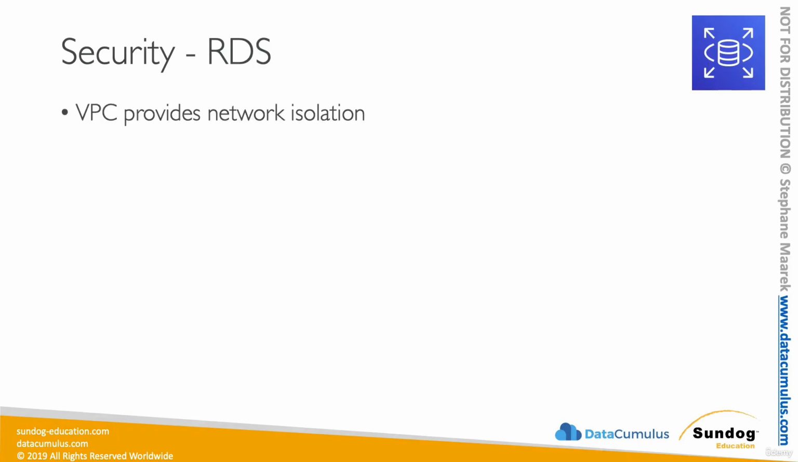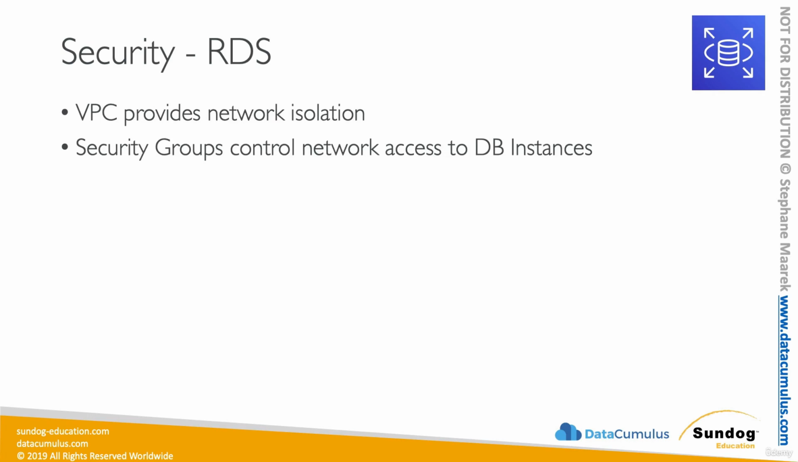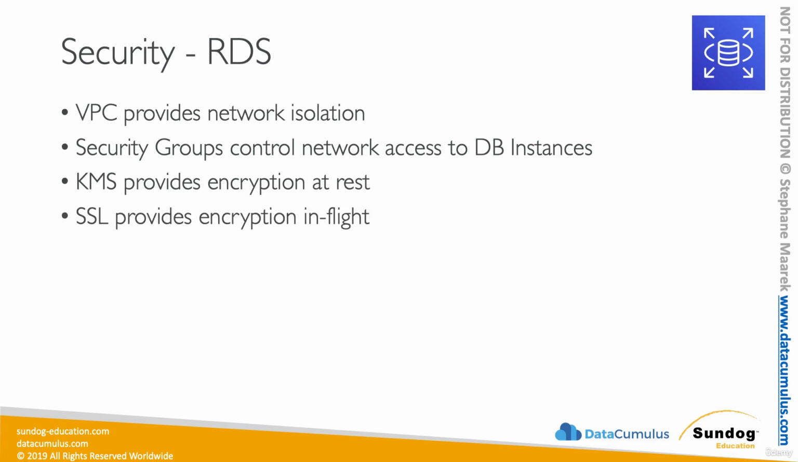Well, RDS databases are deployed within your VPC, so that will provide you with network isolation. Then you can use security groups attached to your RDS instances, and that will control the access to database instances on specific ports from specific IP ranges, such as CIDR, or other security groups. Also, you can use KMS to provide encryption at rest of the data in RDS, and you can use SSL for your JDBC connection to provide encryption in flight when you talk to your RDS database.